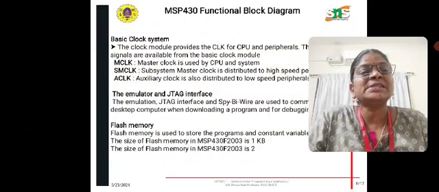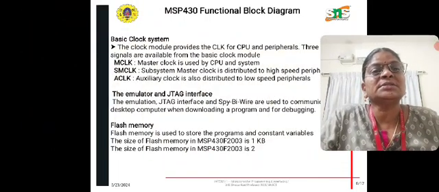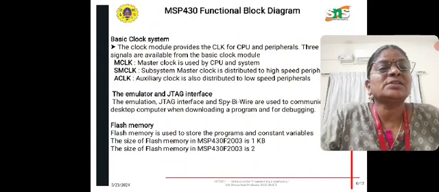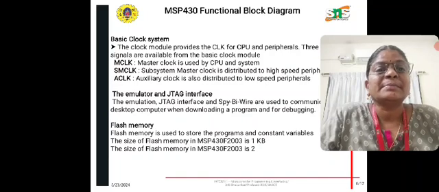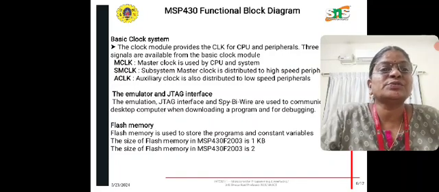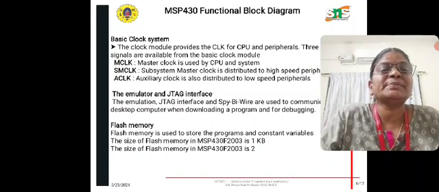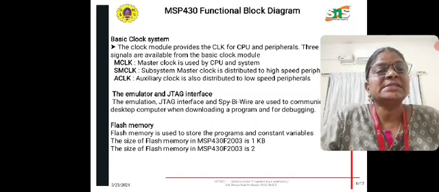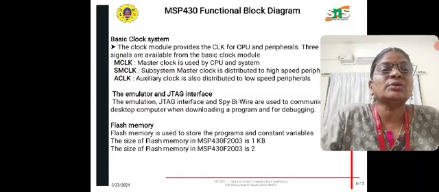And we have the basic clock system, where the clock module provides the clock for the CPU and peripherals. The types of clocks available here are MCLK, SMCLK, and ACLK. MCLK is the master clock, which is used by the CPU and system. SMCLK is the subsystem master clock, which is distributed to high-speed peripheral devices, and ACLK is the auxiliary clock, which is distributed to low-speed peripherals.